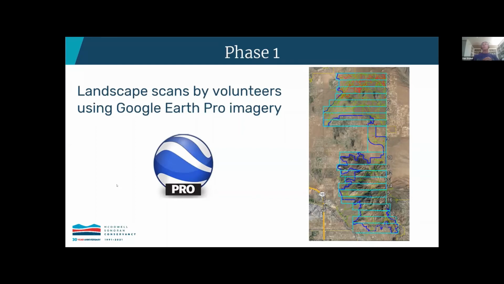We divided the preserve into 20 scan areas, and each of them was scanned by 2 volunteers working completely independently, not seeing each other's work. Next page.